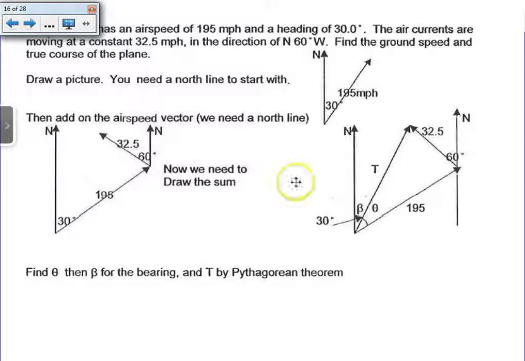So first thing they drew for you up here was the plane itself. So 30 degrees would be traveling in that direction. So this is where your plane's actually going. Or at least it's intending to go that way at 195 miles per hour.